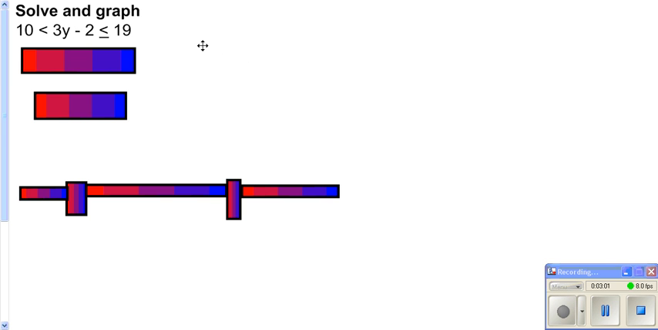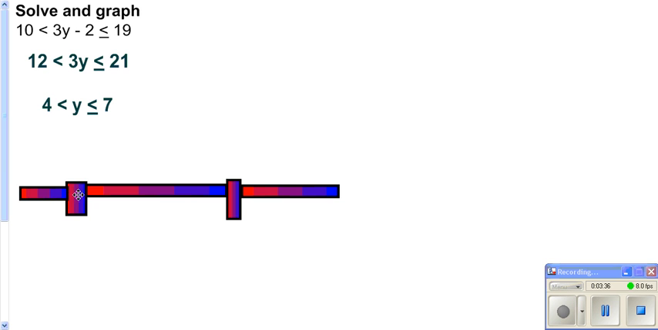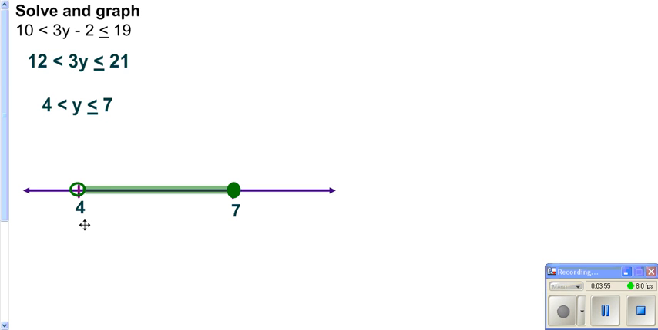So let's go ahead and solve this one here. For the most part, you want to solve this just by getting y by itself. If you didn't have the left side and you just had 3y minus 2 less than or equal to 19, you would add 2. So we're really going to add 2 to all three parts: add 2 to the left, add 2 to the middle, add 2 to the right side. Now we have to get rid of the 3, so we're going to divide by 3, but we're going to do that to all three parts. So we're going to have an open circle at our 4, a closed circle at our 7. Since y is in between these two numbers, we're going to shade in between. So graphically, your number line would look like this.